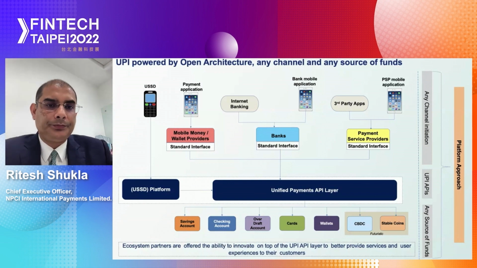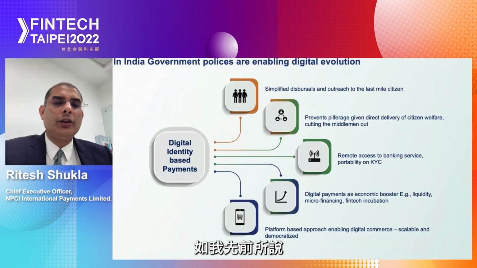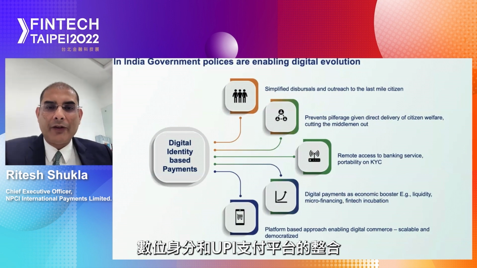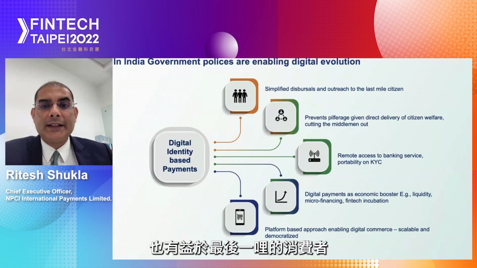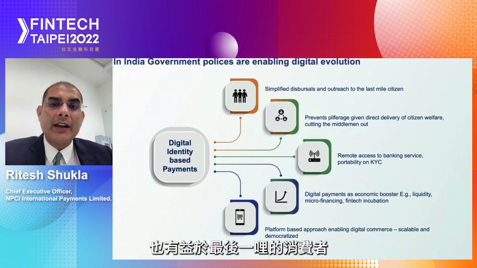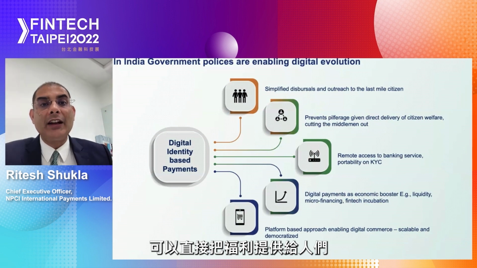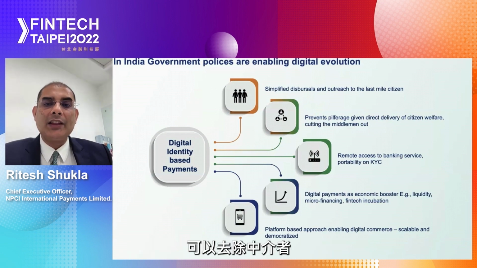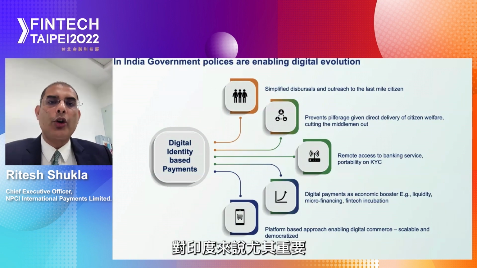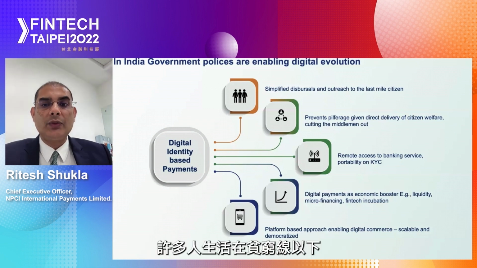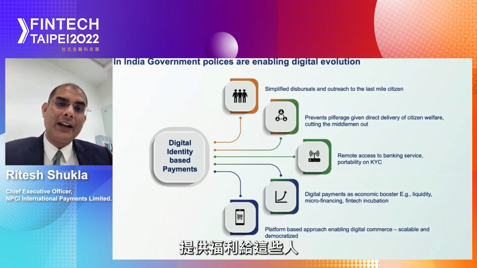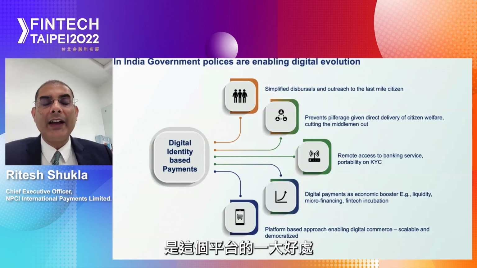Now next slide, please. Now, as I said, a combination of digital ID as well as a payment platform like UPI is delivering a lot of good in India. Now, this is helping simplify disbursal of benefits to the last mile consumer. The benefit is being directly delivered because remotely you can authenticate a person using his 12-digit Aadhaar number, and that cuts the middleman in between. And this is very important for a country like ours because we have so many people to provide sustenance. We have so many people to lift out of poverty, and delivering direct benefit to these people is a very big advantage that we have because of the platforms that we have created.